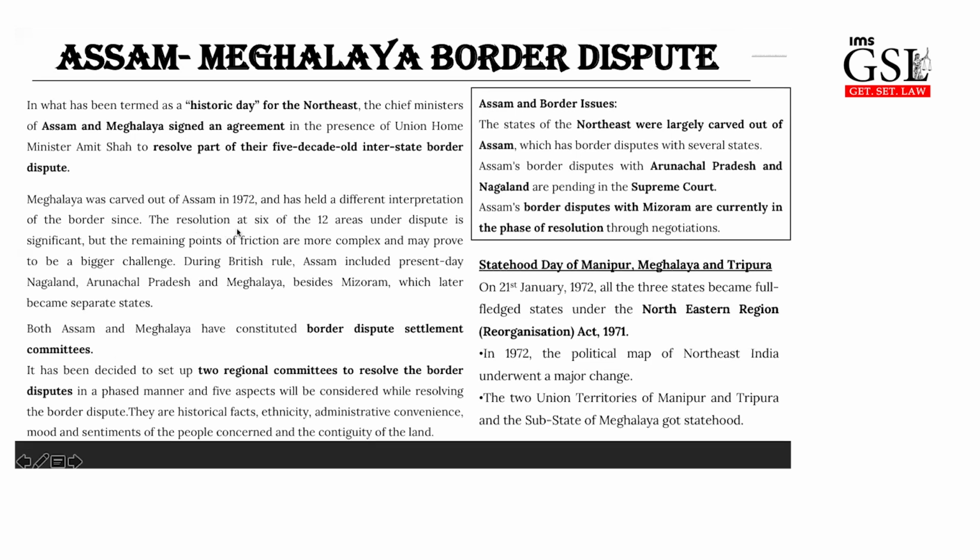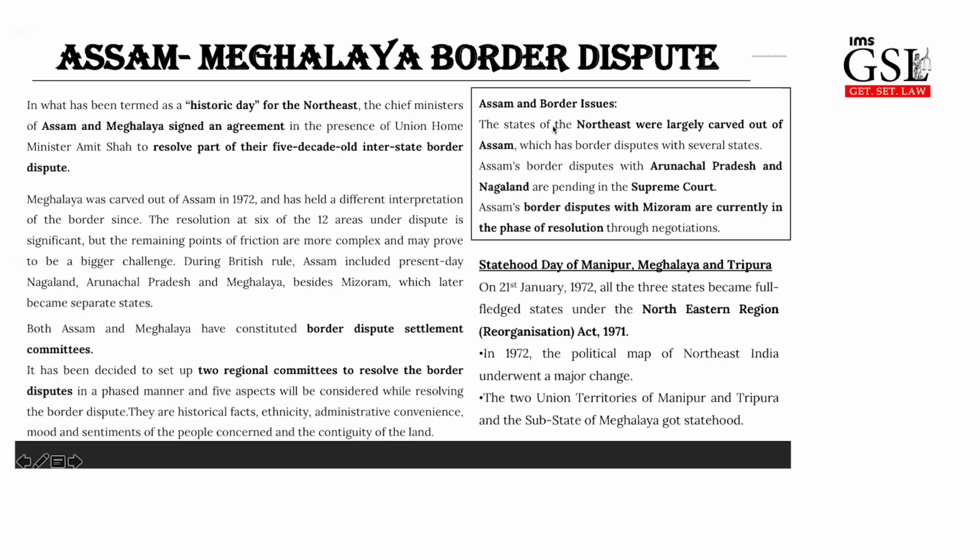Resolution of 6 of 12 areas under dispute is significant, but remaining points of friction are more complex and may prove to be a bigger challenge. During British rule, Assam included present-day Nagaland, Arunachal Pradesh, and Meghalaya, besides Mizoram, which later became separate states. Both Assam and Meghalaya have constituted border dispute settlement committees. It has been decided to set up two regional committees to resolve the border disputes in a phased manner, and 5 aspects will be considered while resolving the border dispute.